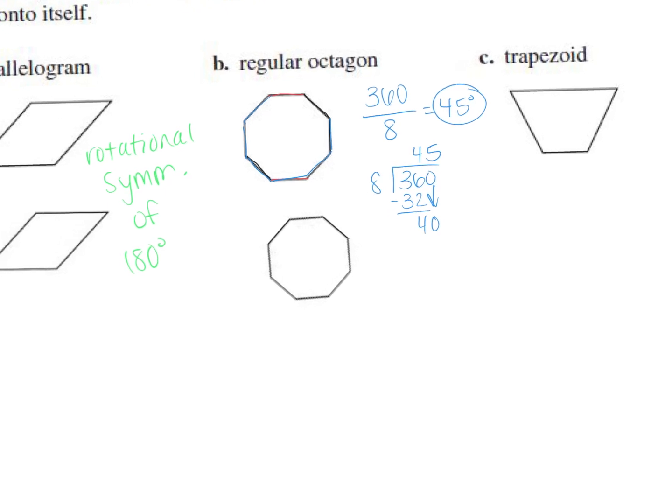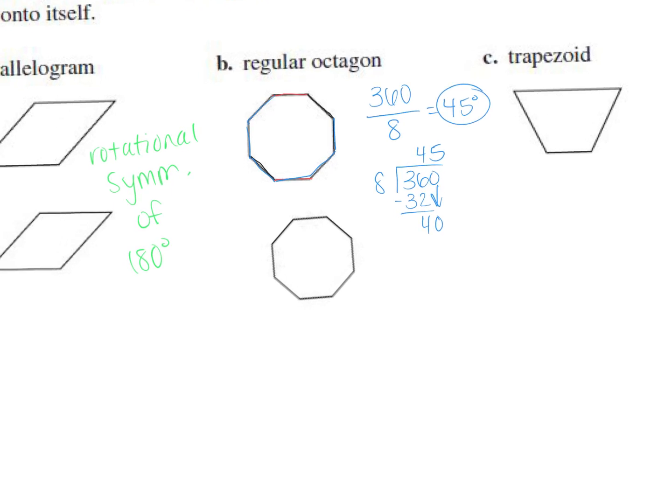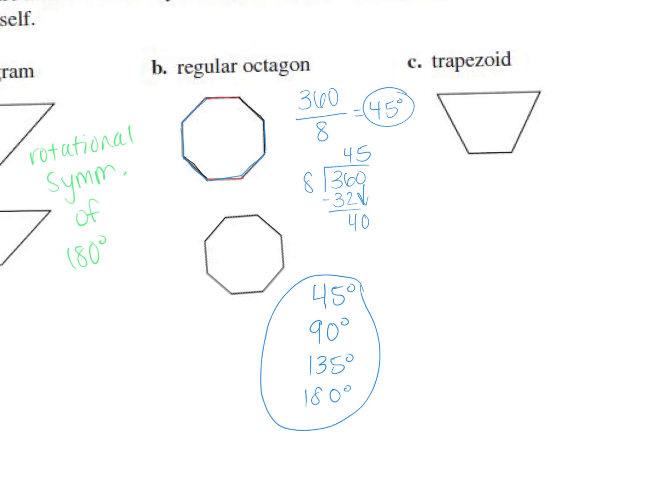So now we have to find all the angles that have rotational symmetry up until 180. So 45 is our first one. Add 45, you get 90. Add 45, you get 135. And then add 45, you get 180, okay? So there's 4 angles where it has rotational symmetry. We do not include the angles that are above 180. And how I got these angles was I took my original rotation of symmetry and I added 45 each time.